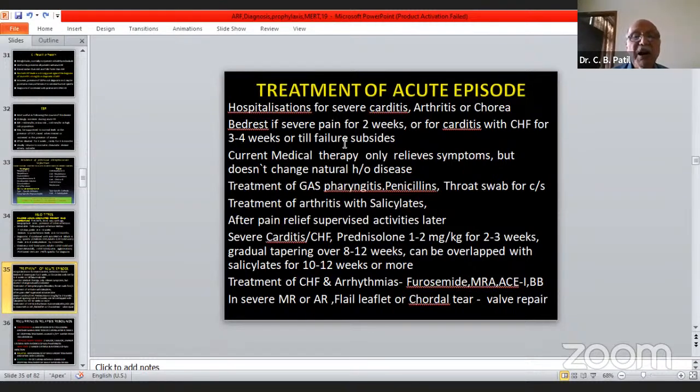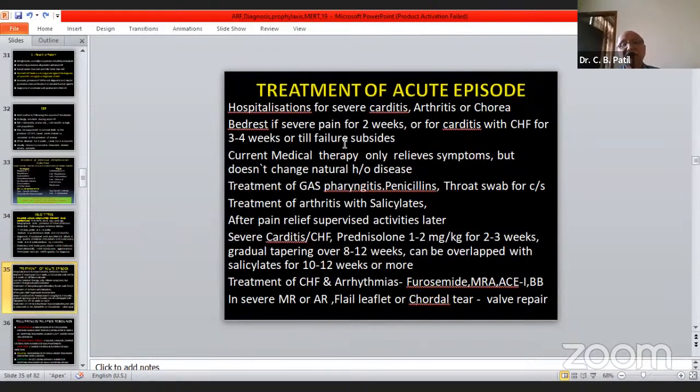Severe carditis with or without CHF, they always need steroids like prednisolone, 1 to 2 milligram per kg for 2 to 3 weeks, gradual tapering later over 8 to 12 weeks, and can be overlapped with salicylates for 10 to 12 weeks or more. So the total duration of therapy is at least 12 weeks.